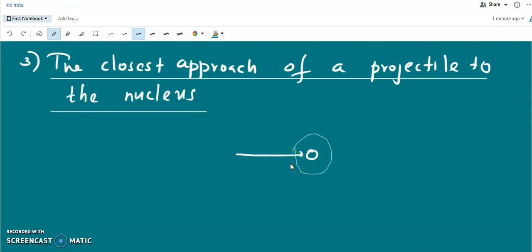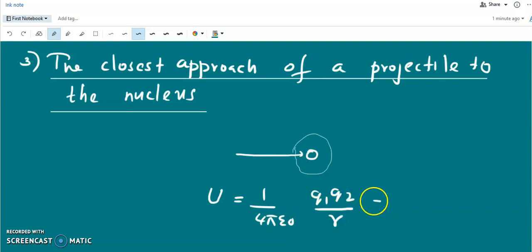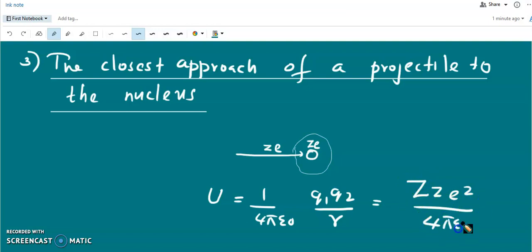So, we know that the potential energy U is equal to 1 over 4 pi epsilon 0 Q1 Q2 divided by R. Here Q1 is the charge of the projectile, which is small z, and Q2 is the charge of the nucleus, that is capital Z. So Q1 Q2 is capital Z small z e square divided by 4 pi epsilon 0 R.